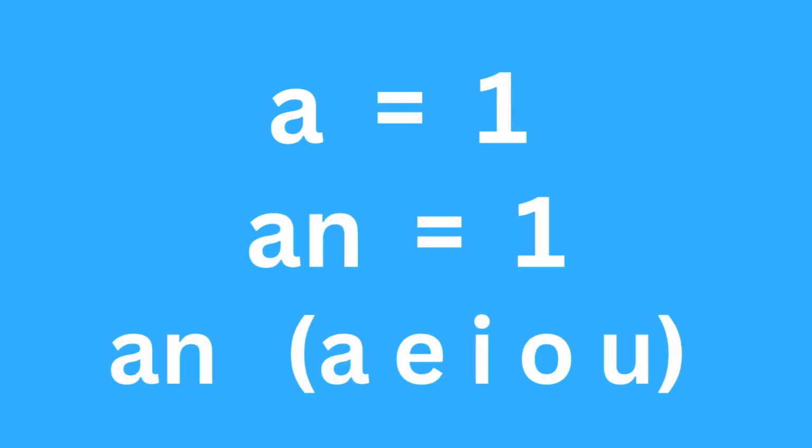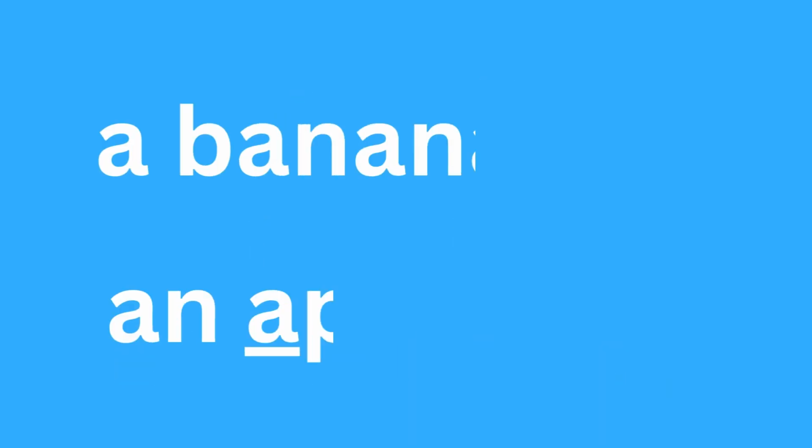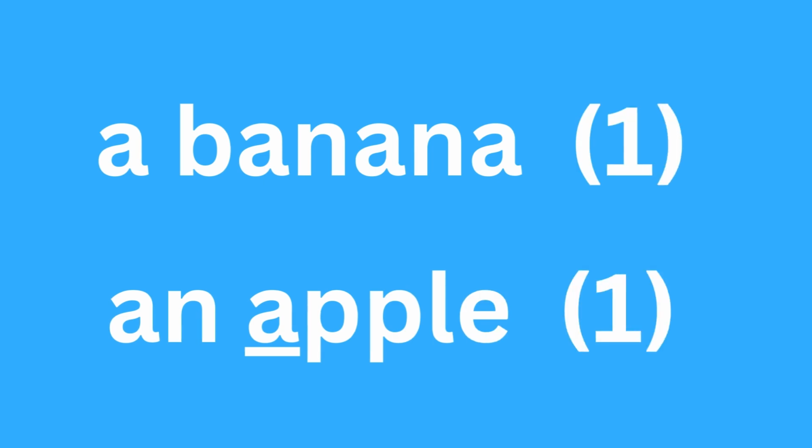A, one. An, one. A, e, i, o, u. A banana, an apple. A pear, a banana, a strawberry. An apple, an orange, an avocado.